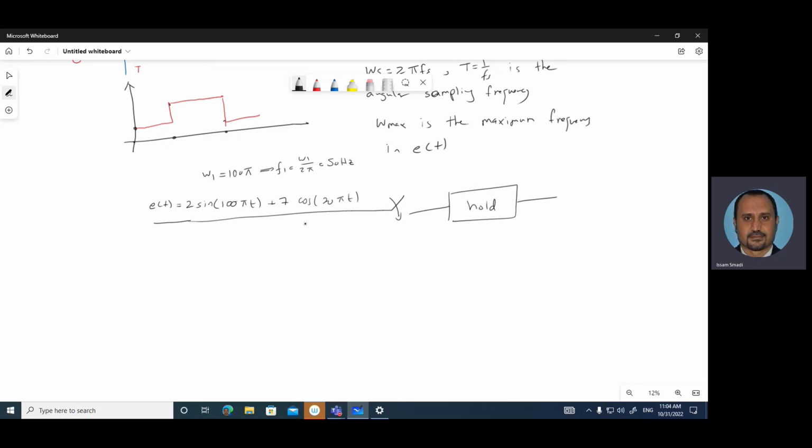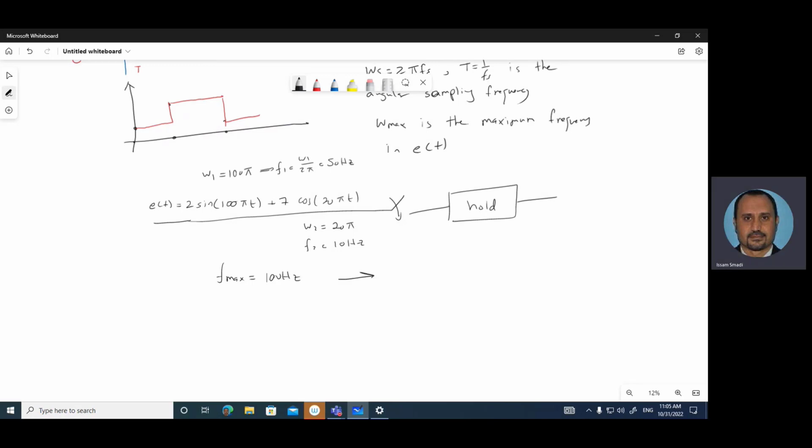What about the second one? Omega 2 is equal to 20 pi, so F2 is equal to 10 hertz. Now here I'm having two frequencies. Which one is the fastest? 50. So F max is equal to 50 hertz.